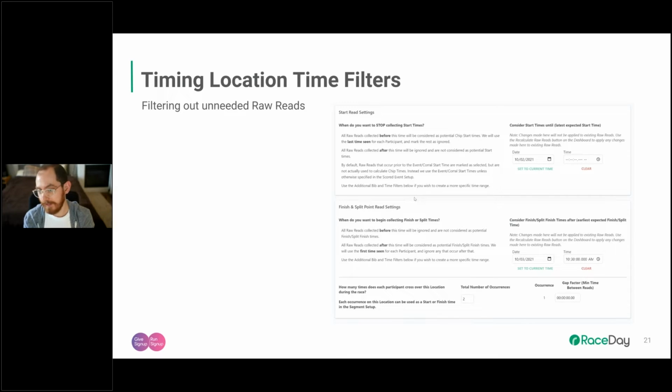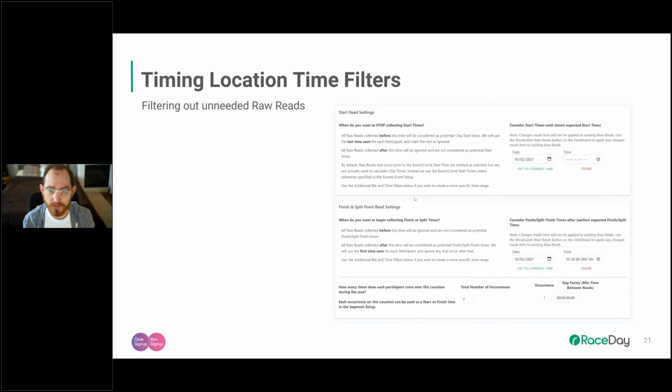Everything after that is not valid for a start time. On the other side, if you have a set up as a finish or split point location, you set this to say everything after this time is going to be potentially accepted, where everything before that is going to be ignored. So this is a really important thing to understand with RaceDay scoring. You have to set up these filters to ensure that you are looking at the right set of data.